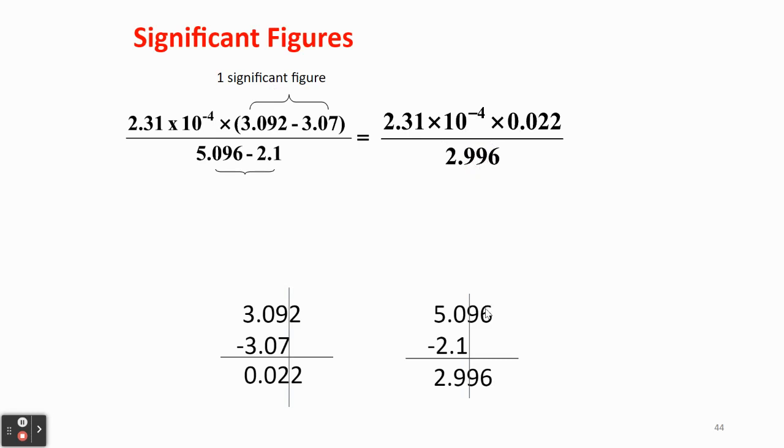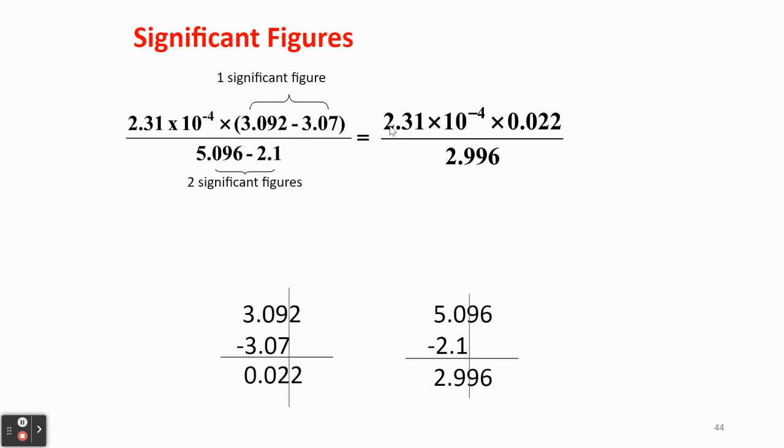So, oh no, we have a subtraction here, sorry. So we've got 5.096 minus 2.1. Again, the least amount of decimal places is one decimal place. So really we would round this to one decimal place, but we're going to carry an extra couple significant digits until we get to our final answer. So we want to remember that this operation gives us two significant figures.